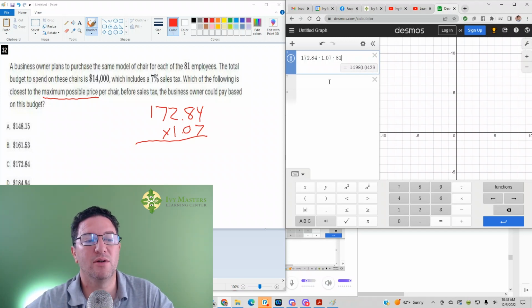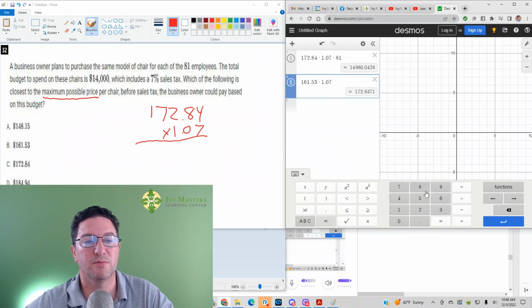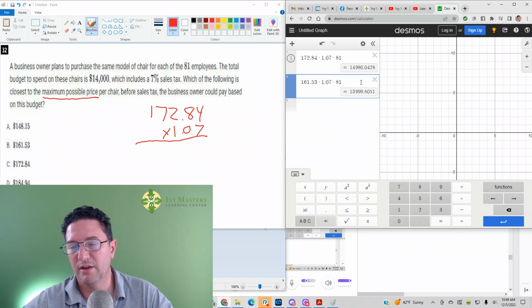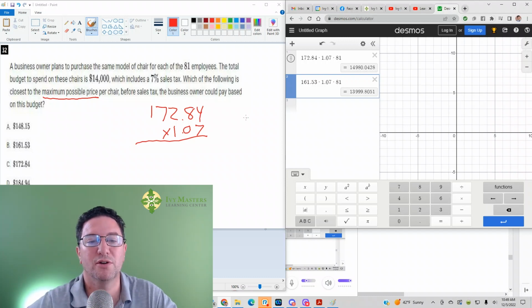So instead, what do you want to test out? We're going to do the same thing with answer choice B. 161.53 times 1.07. That's to increase it by 7% because sales tax is 7%. Times 81 chairs. Whoops. And there you see it there. It's $13,999.80. So that's going to be your correct answer.